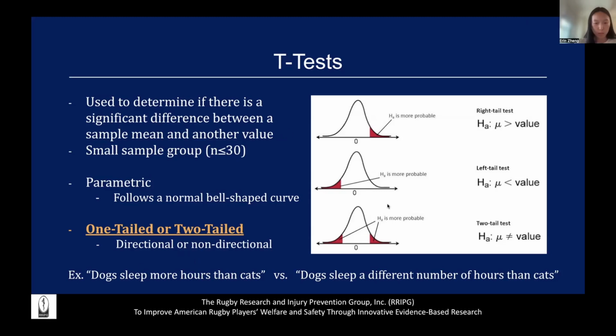So I have an example at the bottom of this slide. If the alternative hypothesis was that dogs sleep more hours than cats, that would be directional because you're trying to see if it's statistically significant that dogs sleep more than cats, and you would only look at one end of the curve. While if the hypothesis was dogs sleep a different number of hours than cats, it doesn't matter if dogs sleep more or less than cats. It just matters if they sleep a different number. So it would be two-tailed and non-directional.